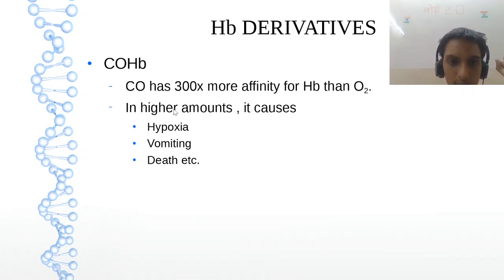Anyway, since carbon monoxide has more affinity for hemoglobin than oxygen, when it goes into the blood it causes hypoxia and instant death of the patient, no matter what. And vomiting and nausea also. That was regarding carboxyhemoglobin.